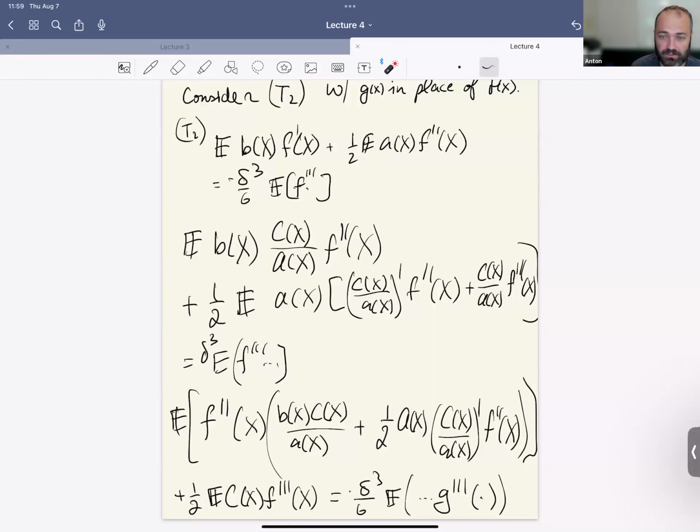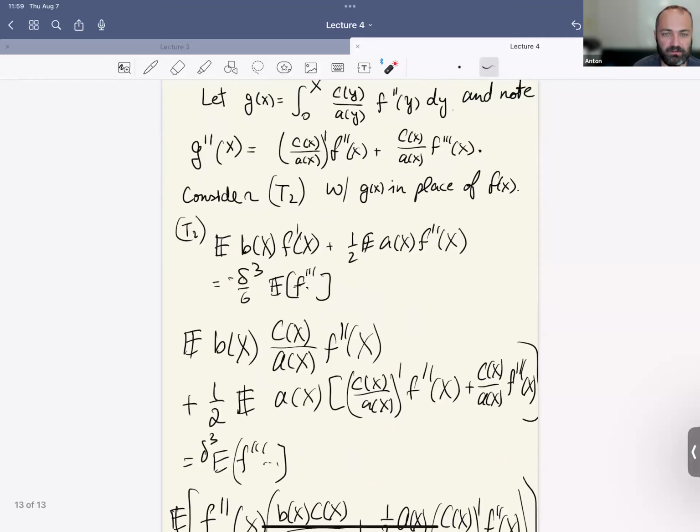In multiple dimensions, I don't know what to do, because this trick of using this test function was very one-dimensional. Even in two dimensions, I don't know how to derive these third and fourth order diffusion approximations. Good. So finally done.